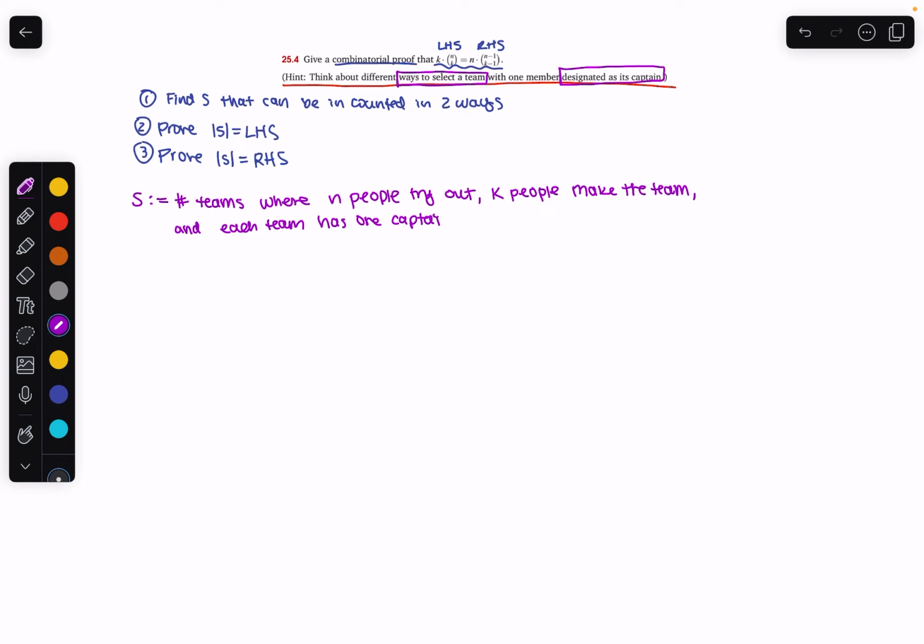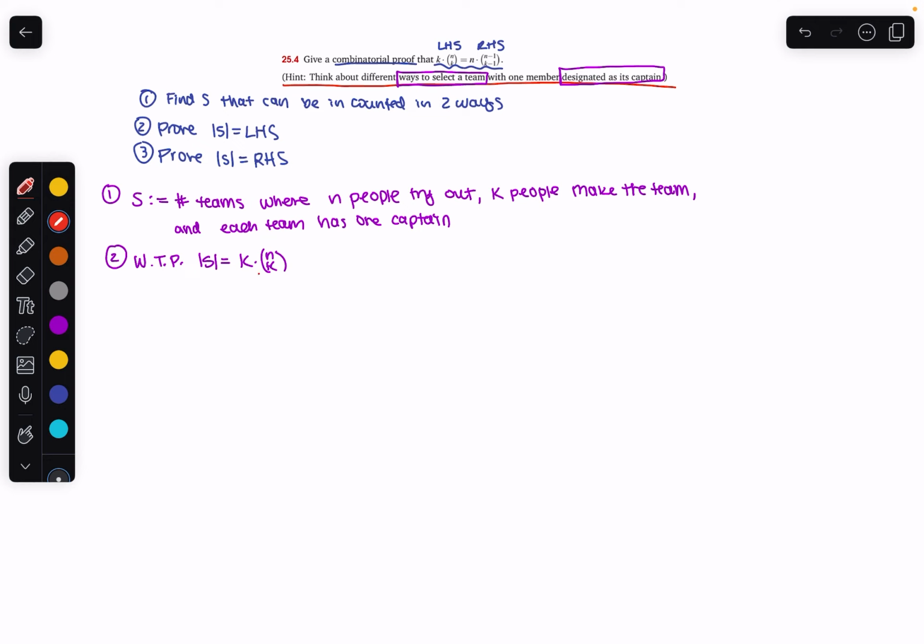All right, now let's use the left-hand side to count the size of S. So this is our step one. Here's our step two. We want to prove that the size of S is equal to that left-hand side, k times n choose k. Just really quickly, in case we forget, n choose k is our binomial coefficient, our good friend. The binomial coefficient n choose k is saying if I give you a set of size n, how many ways can you give me back k of those things? So if I give you n people that tried out, how many different teams of k can you give me back?